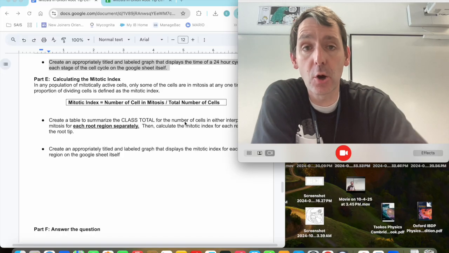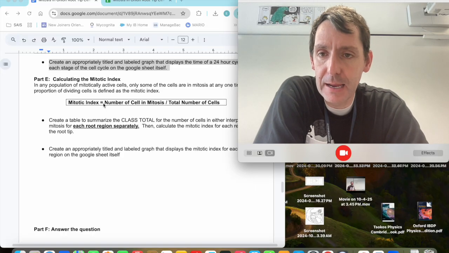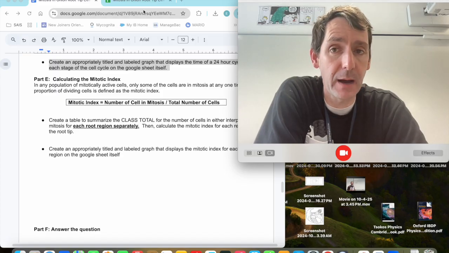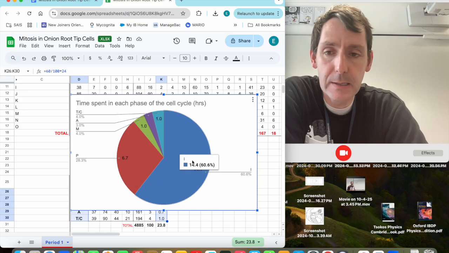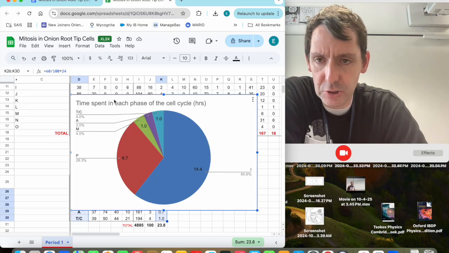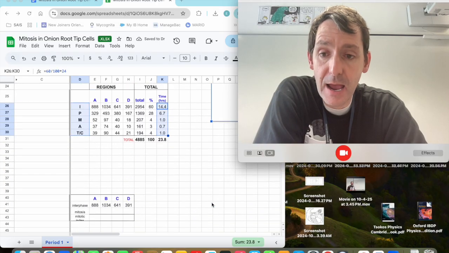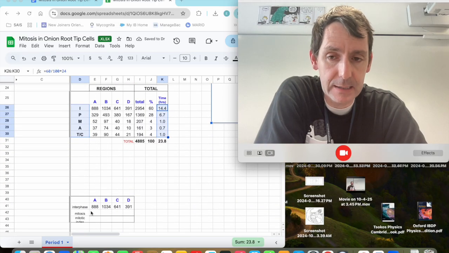Okay, so I'm going to go back to the data, and I am going to do the mitotic index by doing the number of cells in mitosis divided by the total number of cells. Okay, and so I'm going to move my graph out of the way here. And so now I'm doing mitotic index down here.